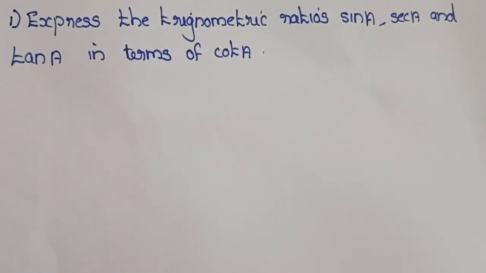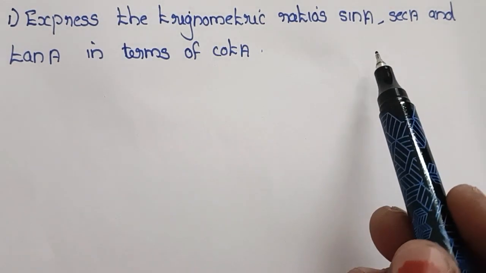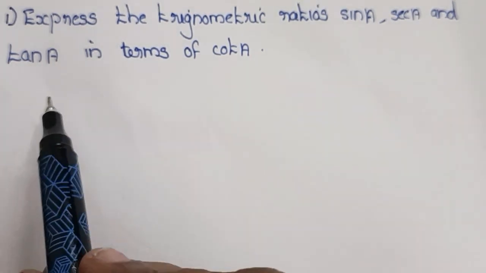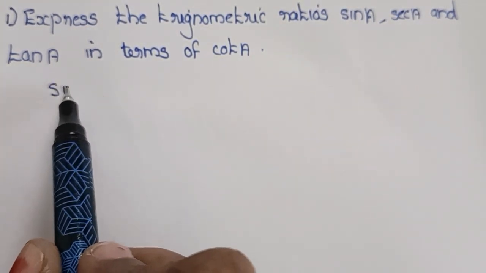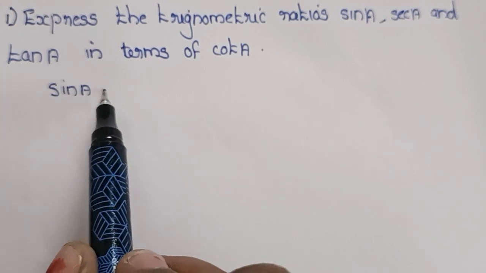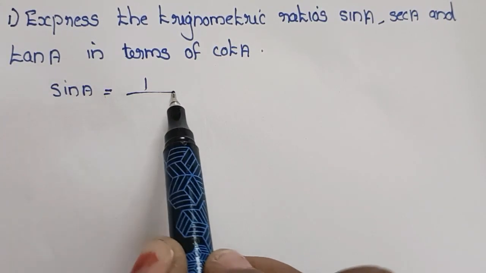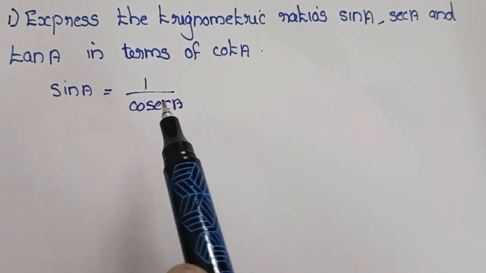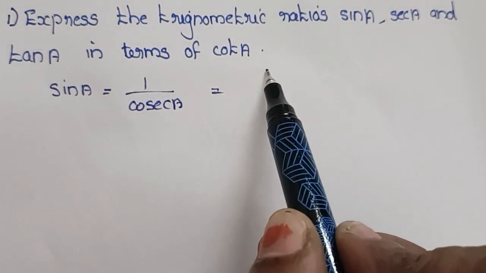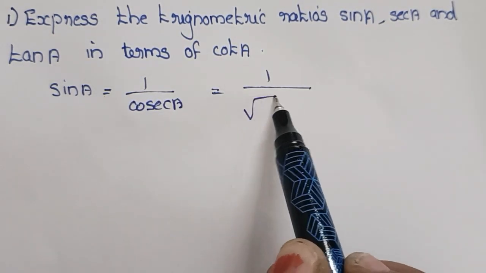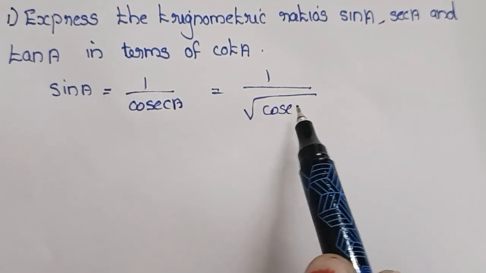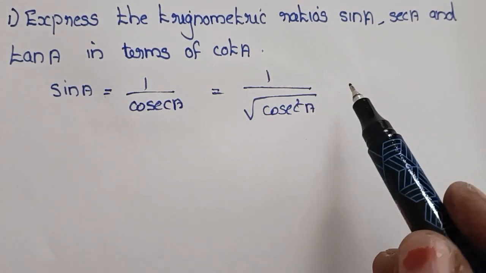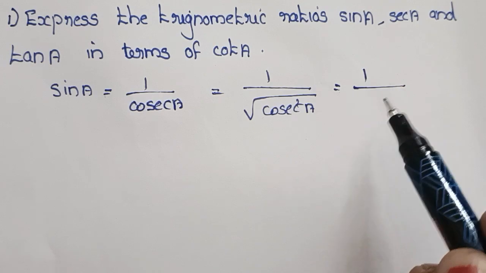First question, express the trigonometric ratios sin A, sec A and tan A in terms of cot A. Okay. So first we have to express sin A in terms of cot A. We know that sin and cosec are reciprocals. So sin A equal to 1 by cosec A. That is equal to 1 divided by square root of cosec square A. Cosec A is the square root of cosec square A. That is equal to 1 divided by root of cosec square A.